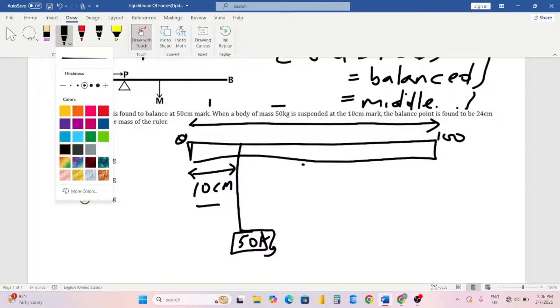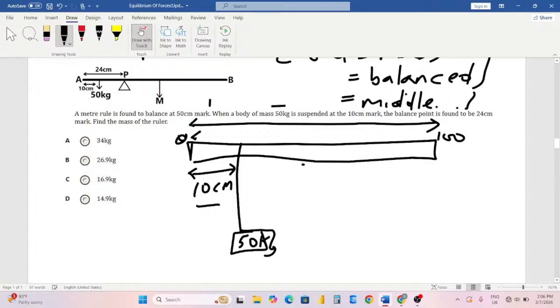Let's get where 24 should be. So 24 should be somewhere, let's say here. Just anything to show that it is bigger than what? 10. So they had to pivot it at 24. So this is what? 24. Find the mass of the ruler. So we already know that the mass of the ruler is felt at the center. Okay, let's take it again so that it's going to be a lot clearer.